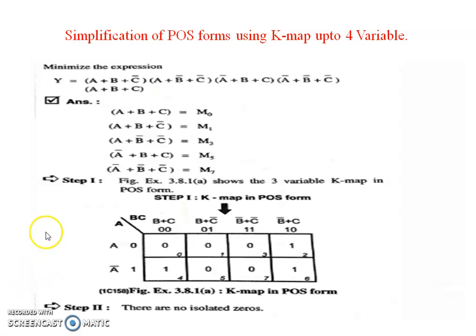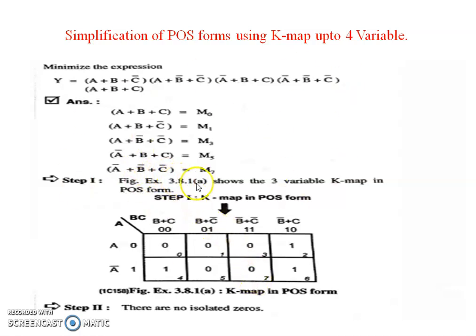Now see in this example, minimize the expression. There are a total of 3 variables, that is A, B, C. So M0, M1, M3, M5 and M7. A, B, C is nothing but M0. Then A, B, C bar is your M1. Then A, B bar, C bar is your M3. Then A bar, B, C is your M5. And A bar, B bar, C bar is nothing but your M7.